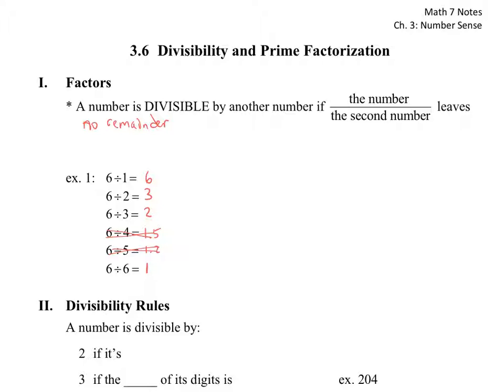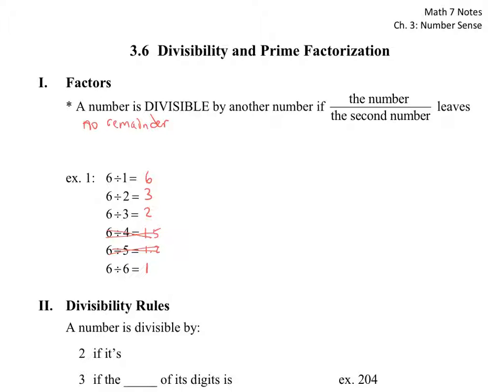So what do you notice about these? 6 divided by 1 equals 6, and 6 divided by 6 equals 1. So 1 is a factor, 6 is a factor, 2 is a factor, 3 is a factor. That's what a factor is.